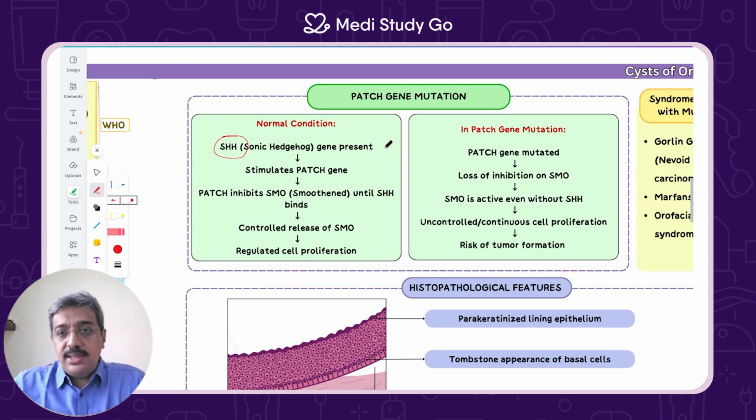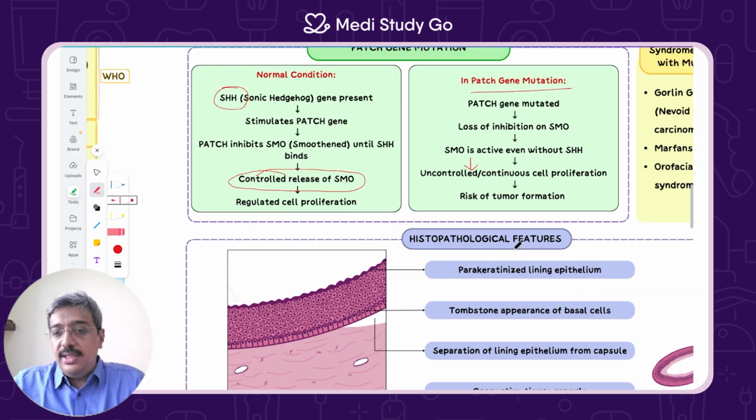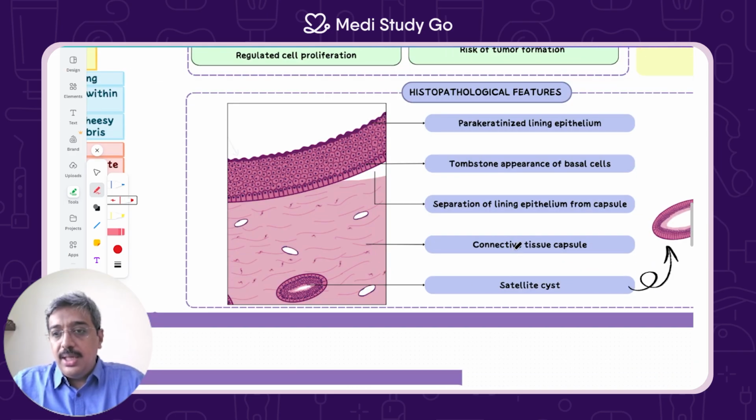So that's what is seen very clearly in the mind map here. The controlled release of smoothened gene is not taking place because of the patched gene mutation. This uncontrolled growth leads to proliferation of the epithelium. The epithelium proliferates in such a way that you will have some daughter cysts going inside the connective tissue.